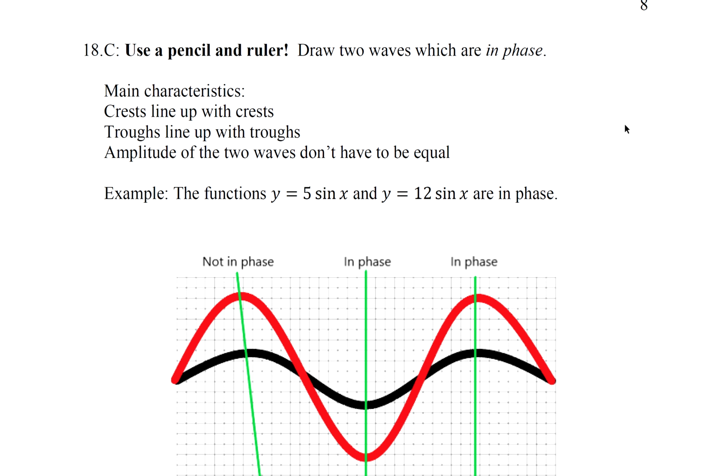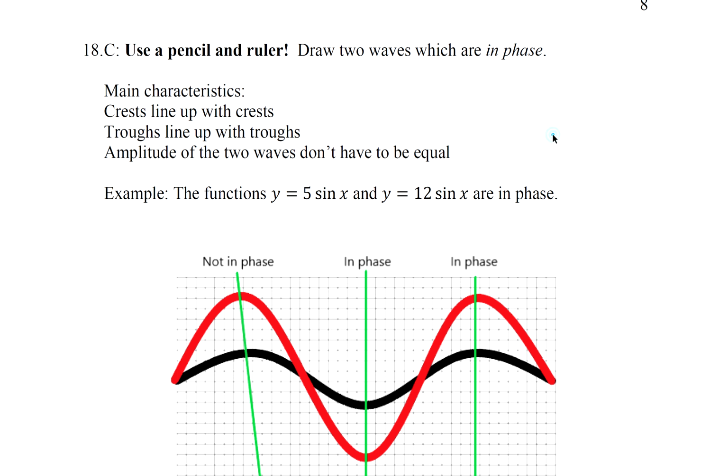Question 18, draw two waves which are in phase. So the crests line up with the crests, the troughs line up with the troughs, and the amplitude of the two waves doesn't have to be equal. So this is an example. The functions y equals 5 sine of x and y equals 12 sine of x are in phase.